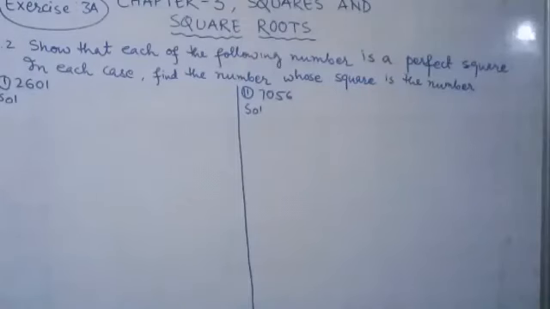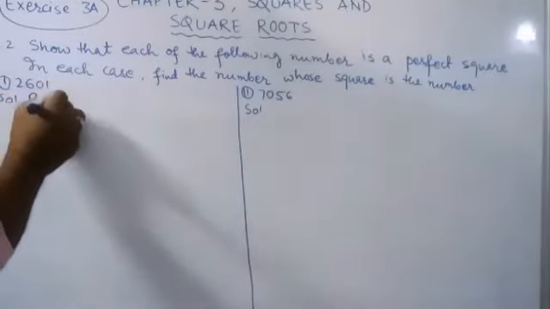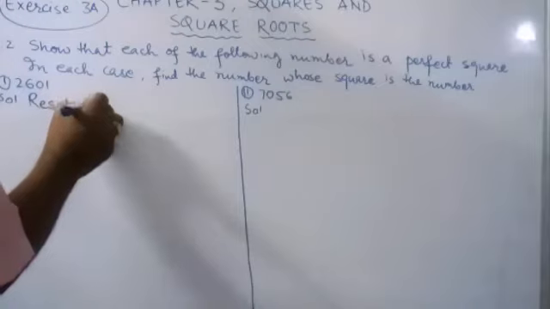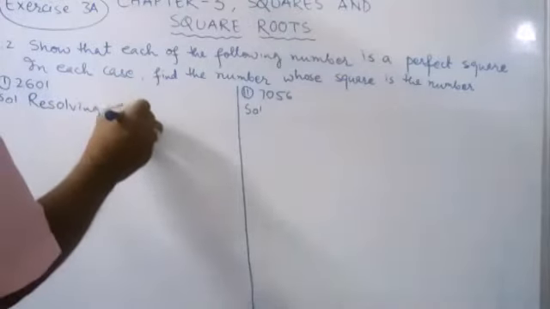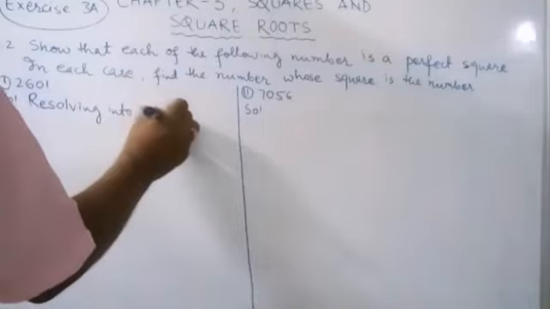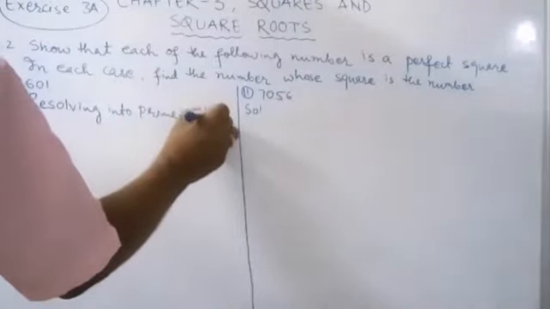Our second question, here we see two questions are there. These questions are to be, first of all, checked to find out whether they are perfect squares or not. If they are perfect square numbers, then we have to find out the square of which number they are. Now first of all 2601, resolving into prime factors.